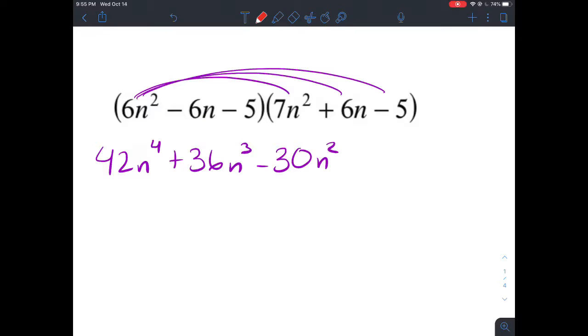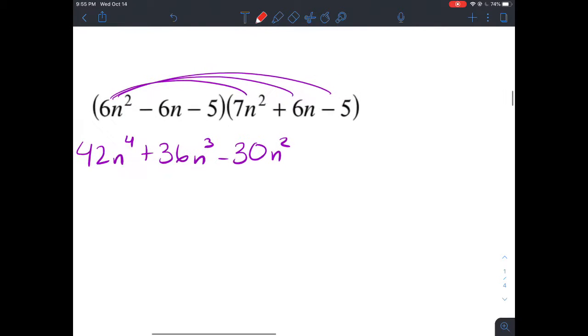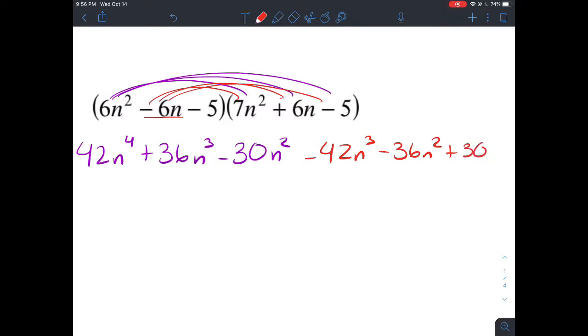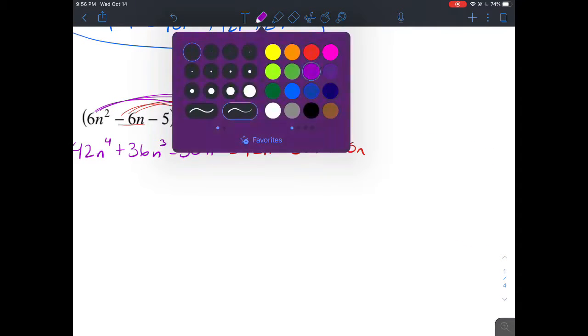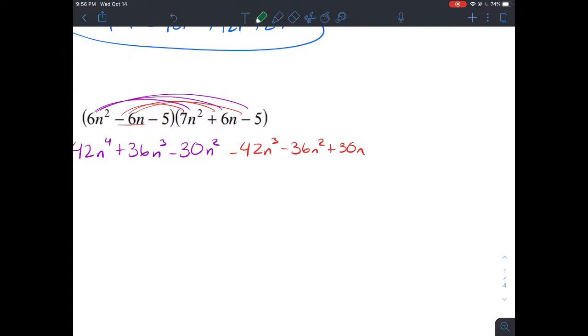Probably going to have to do these in multiple lines here. I'm going to run out of space. So then we've got a negative 6n we have to distribute. So we get a negative 42n cubed. We get a negative 36n squared. And a positive 30n. Now we've got our last guy. We got to distribute the negative 5. So we get a negative 35n squared minus 30n plus 25.